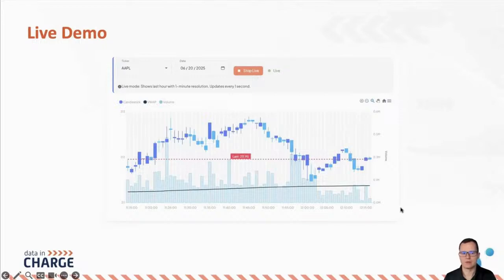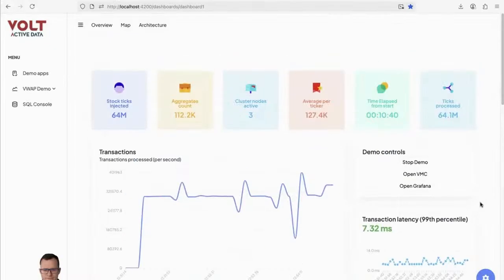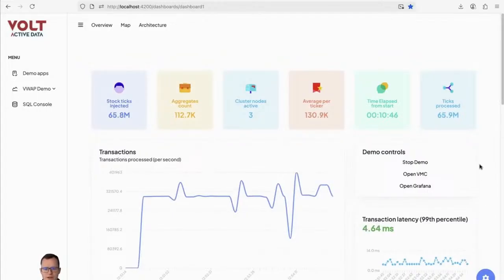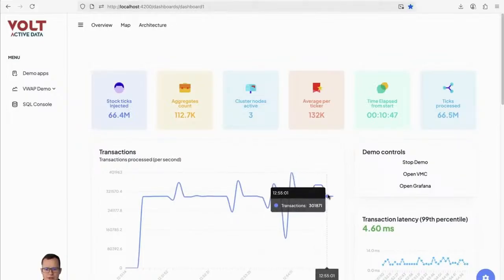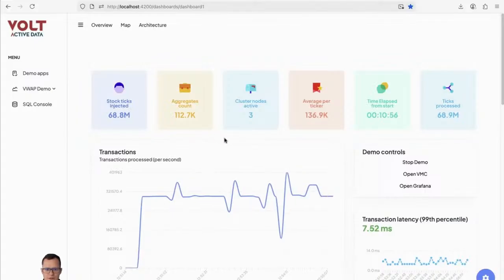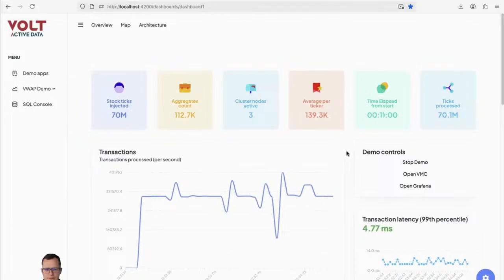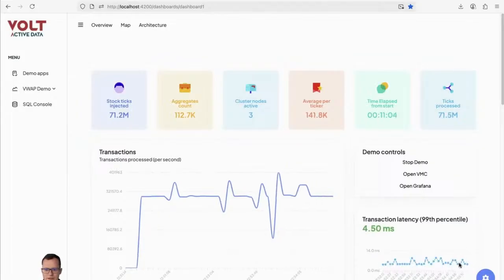Okay, now let's jump into the live demo. Okay, here we are. So we can see we are injecting here around 300,000 transactions per second. The total is already around 70 million. I let the demo run for a few minutes before, and we have the transaction latency, which is way below 10 milliseconds.